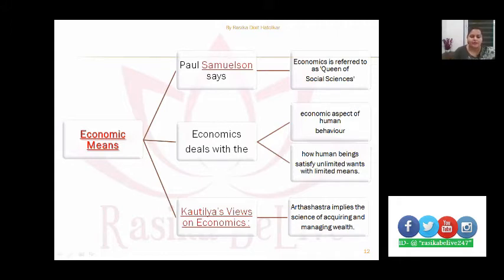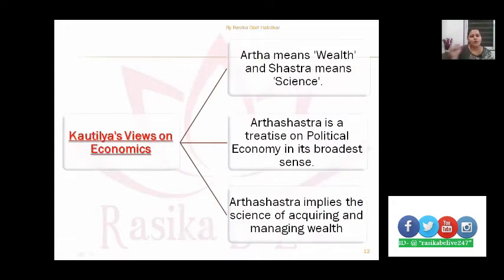Kautilya's view on economics. What was Kautilya's view? Arthashastra implies the science of acquiring and managing wealth. That is the work of Arthashastra: it implies the science of acquiring and managing wealth. It means how we can build more wealth and how we can use it, manage it, and spend it properly. Let's look at it in a bit more detail so that we remember it easily. When we write the question answers on the paper, we would just remember these points and be able to elaborate them easily and get good marks.